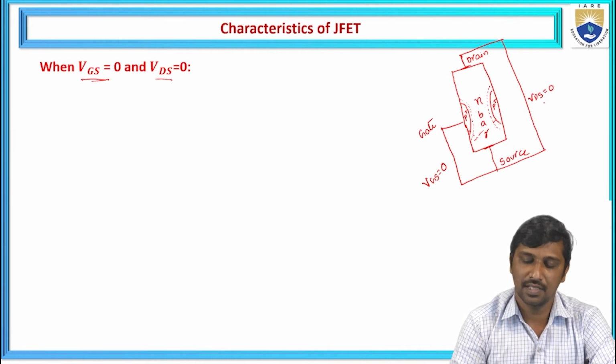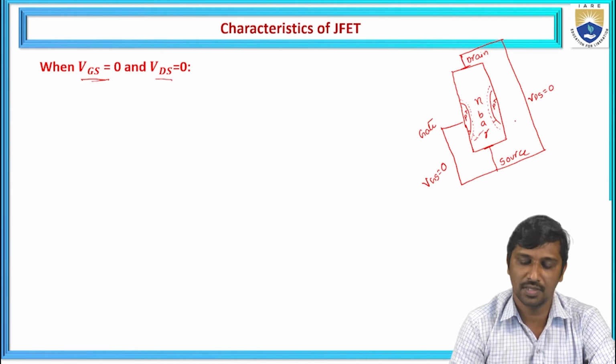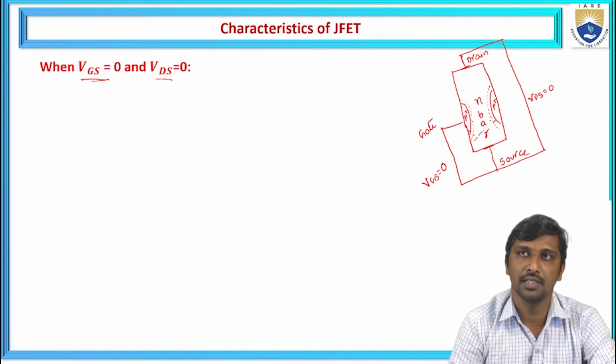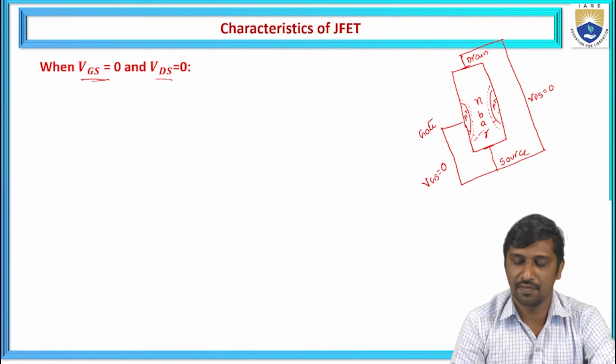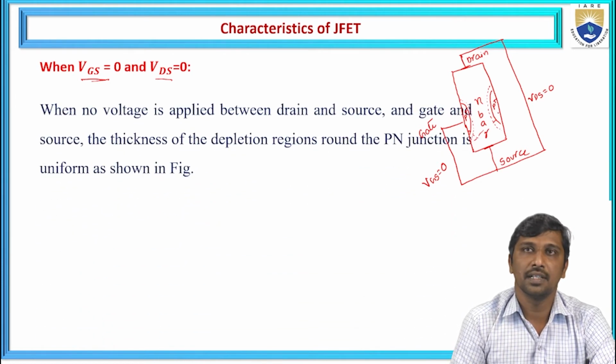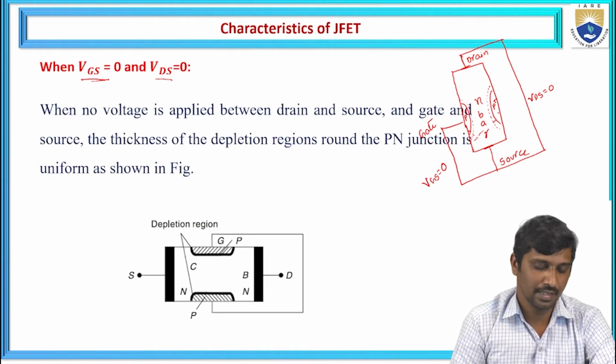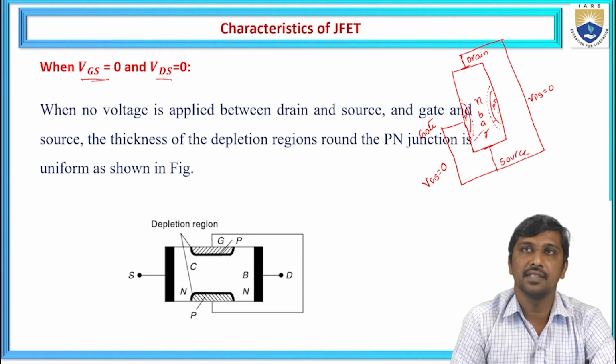So why? Because we are not applying any force between the gate and the source as well as the drain and the source. Hence, none of the charge carriers are repelling from the source terminal to the drain terminal to allow the conduction in the N-channel JFET. So from that, I represented this internal structure. What happens when the VGS is 0 and the VDS is 0.